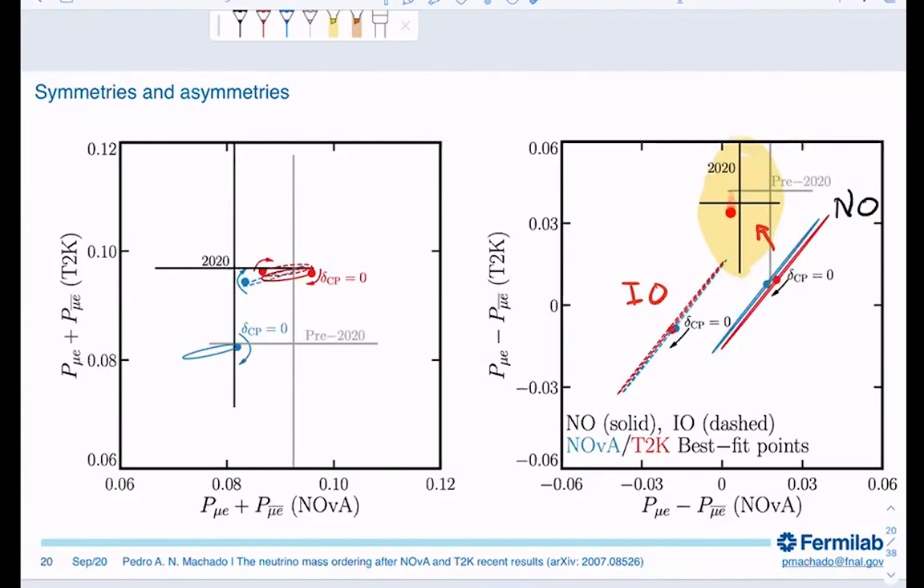So this is basically why before Neutrino 2020, there was a strong preference for normal ordering, because you're far away from the inverted. But now you move it slightly to that region, which makes you closer to inverted and far away from normal. Is that okay? Yeah, thank you.